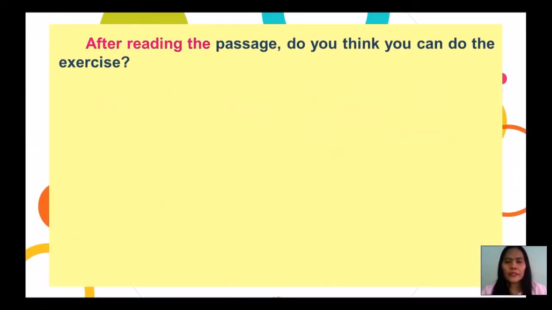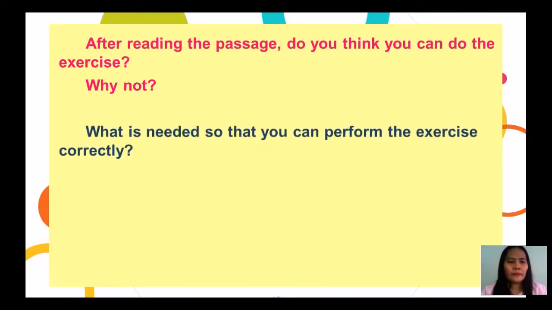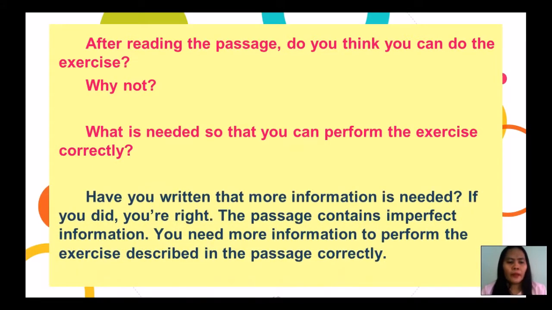After reading the passage, do you think you can do the exercise? Why not? What is needed so that you can perform the exercise correctly? Have you written that more information is needed? If you did, you're right. The passage contains imperfect information. You need more information to perform the exercise described in the passage correctly.